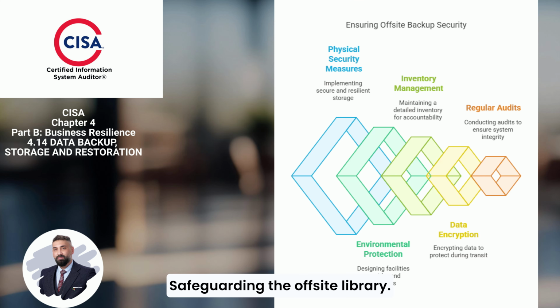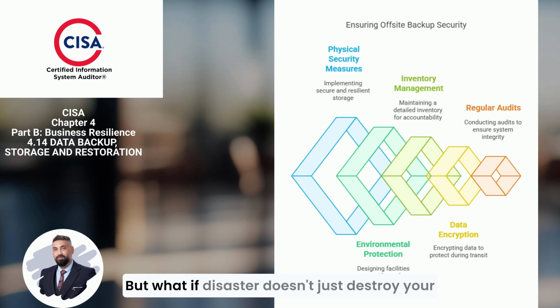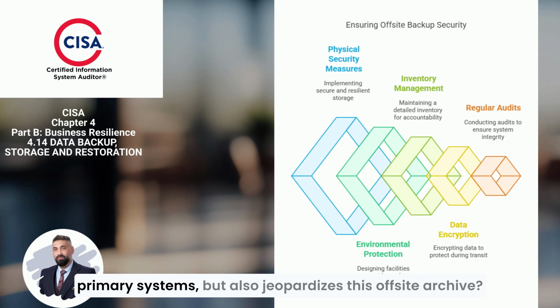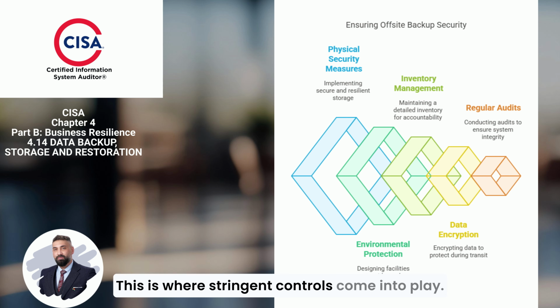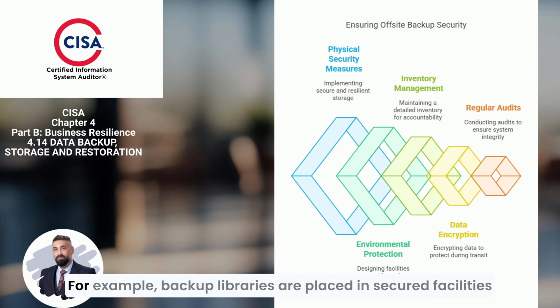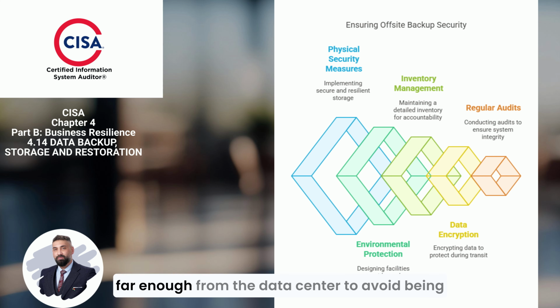Safeguarding the off-site library. But what if disaster doesn't just destroy your primary systems, but also jeopardizes this off-site archive? This is where stringent controls come into play. From physical security to encrypted backups in transit, every aspect of handling offsite media must be tightly regulated. For example, backup libraries are placed in secured facilities far enough from the data center to avoid being affected by the same natural or malicious disasters.